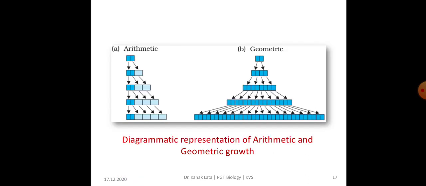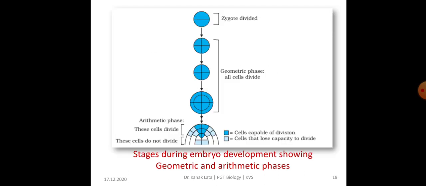Now you can see in this figure the arithmetic and geometric growth. You can observe here that in arithmetic growth only one cell is dividing, whereas in geometric growth both cells are dividing. The given figure shows the stages during embryo development, showing geometric and arithmetic phases.